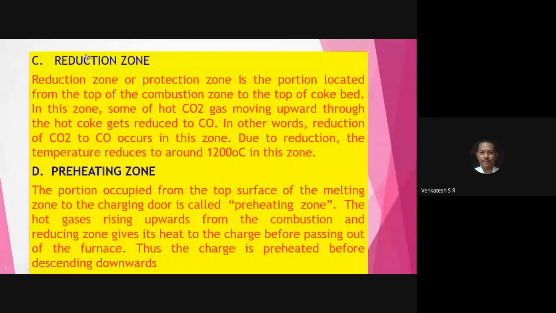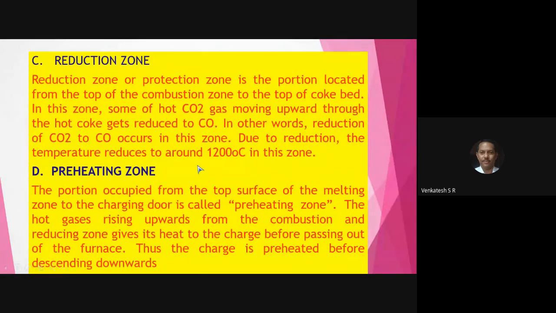Remember, all of you, in the reduction zone, carbon dioxide is always present while converting the metal into cast iron. The carbon dioxide is released in the reaction. When the carbon dioxide moves upward, reduction of the gas takes place. This carbon dioxide is reduced into carbon monoxide, CO. The temperature of this zone is 1200 degrees centigrade.